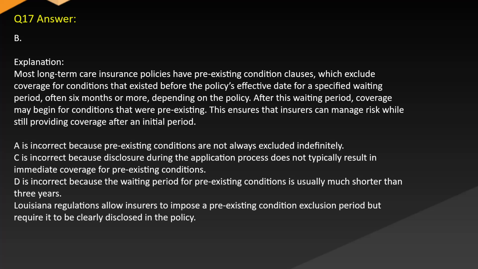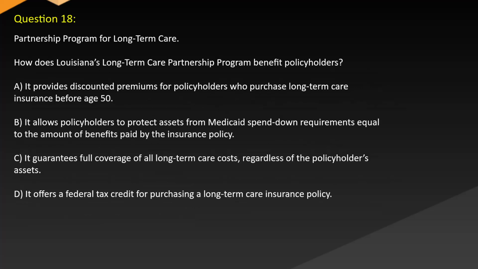A is incorrect because pre-existing conditions are not always excluded indefinitely. C is incorrect because disclosure during the application process does not typically result in immediate coverage for pre-existing conditions. D is incorrect because the waiting period for pre-existing conditions is usually much shorter than 3 years. Louisiana regulations allow insurers to impose a pre-existing condition exclusion period but require it to be clearly disclosed in the policy. Question 18. Partnership Program for Long-Term Care.